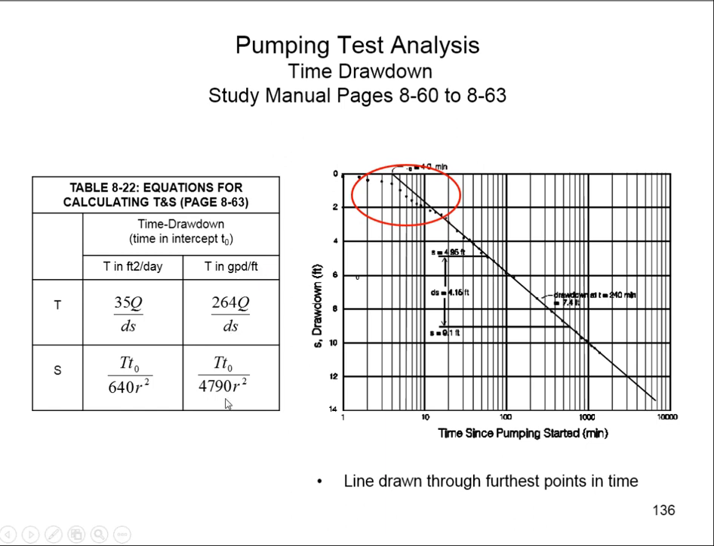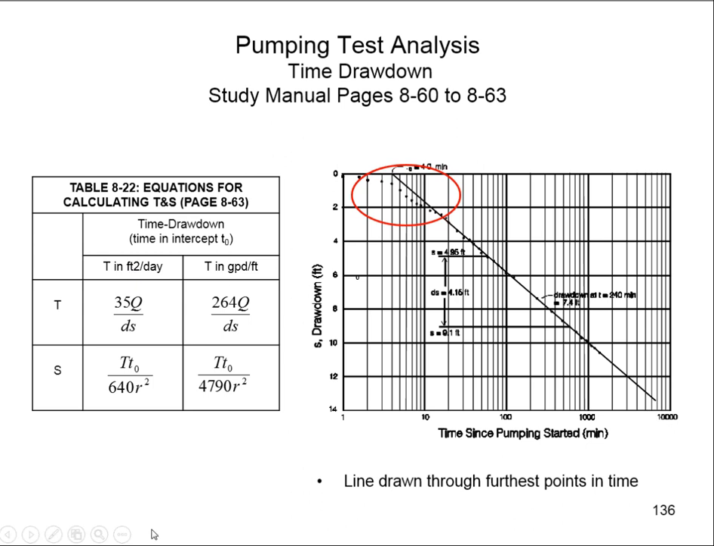So in the gallons per day per foot units, these are equations you often see in textbooks. I like the feet squared per day. I can remember 35, 640 is the number of acres in a square mile. So those equations stick in my head more than these. So whatever you're used to, memorize one of these columns.